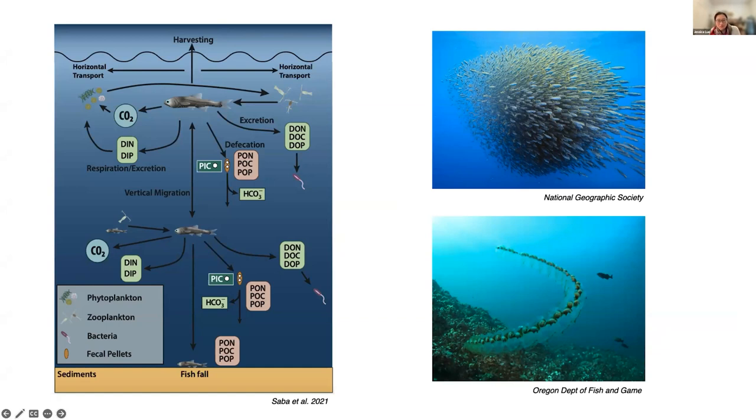But fish are not the only organisms that have fast-sinking detritus. Salps notably also have fast-sinking detritus and have been studied for many decades. But the important thing to note here is that neither of these groups are represented in models.